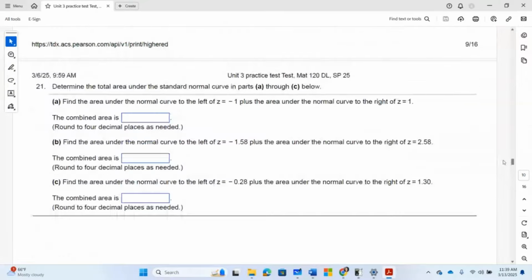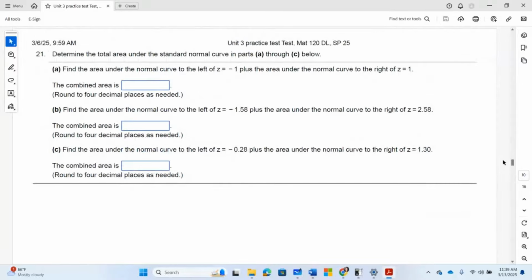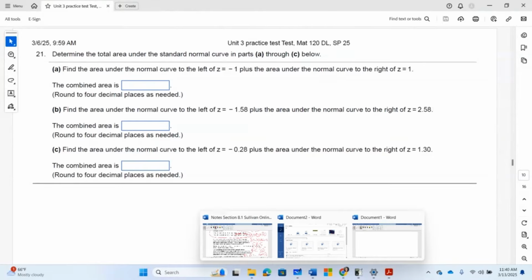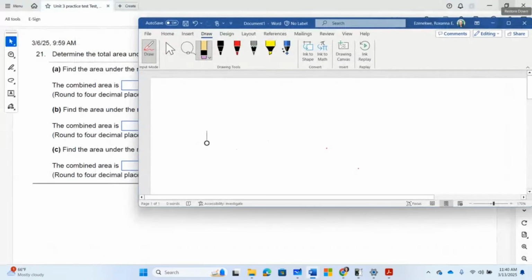This question we're looking for has to be on the standard normal curve. Find the area under the normal curve to the left of z equal to -1, plus the area under the normal curve to the right of this. We are going to be using the property of a normal curve that shows that the normal curve is symmetric.